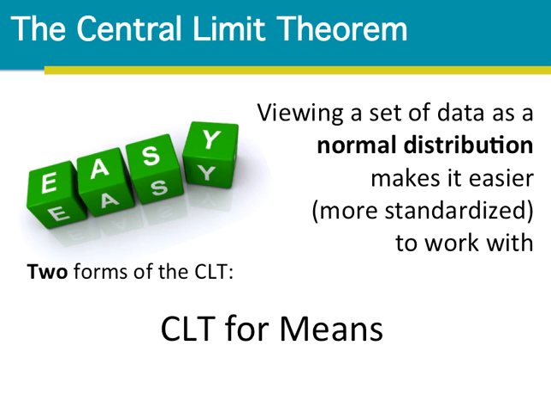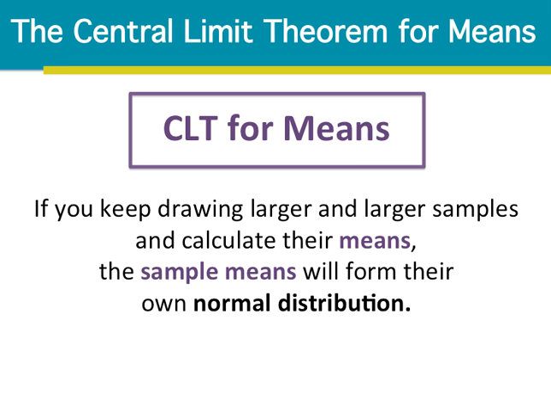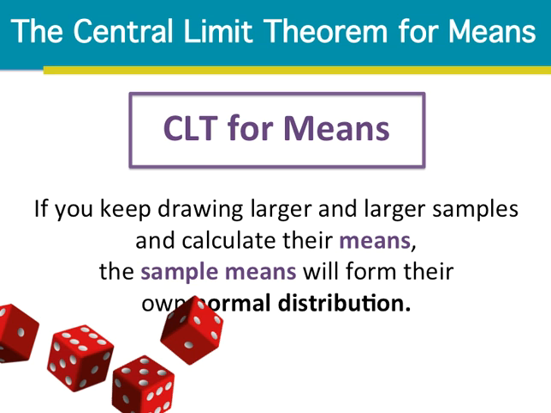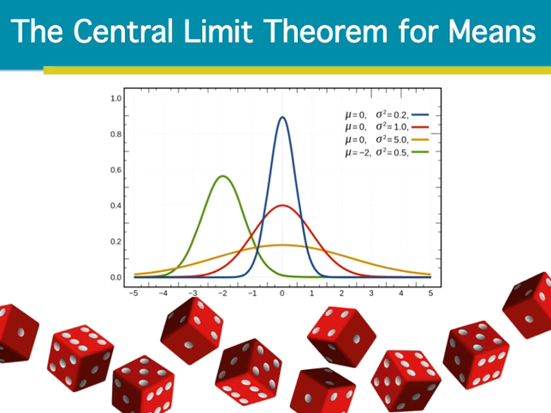The central limit theorem has two forms, the CLT for means and the CLT for sums. Here, we're going to focus on the CLT for means. The CLT for means tells us that if you keep drawing larger and larger samples and calculate their means, the sample means will form their own normal distribution. For instance, if you're rolling dice and you take the mean of each set of dice you roll, the more you roll, the closer the sample means will be to a normal distribution. Interesting.